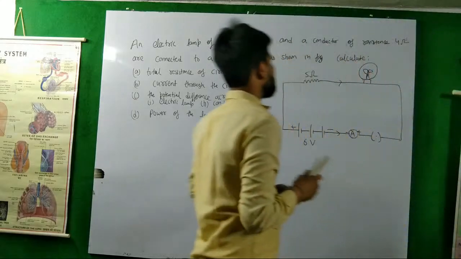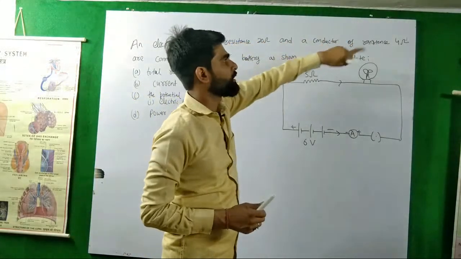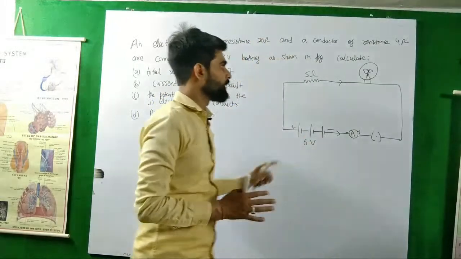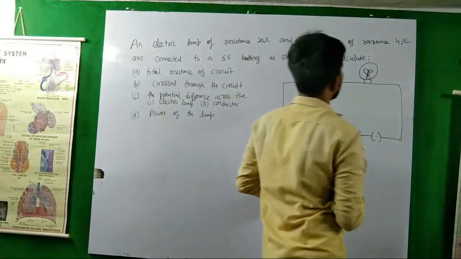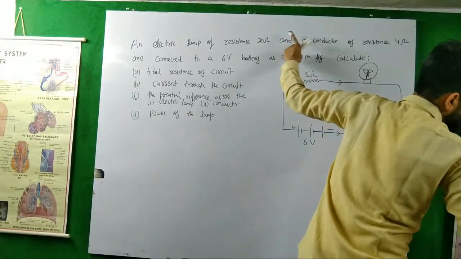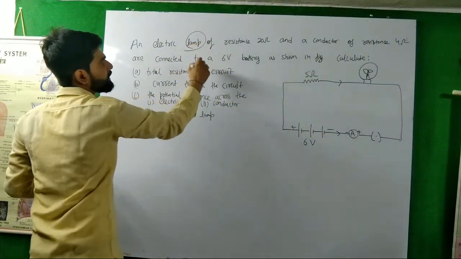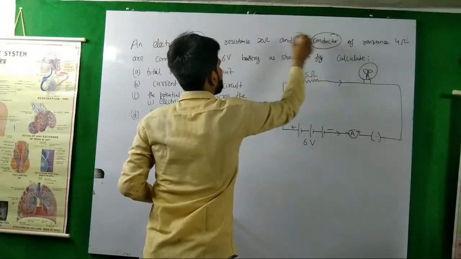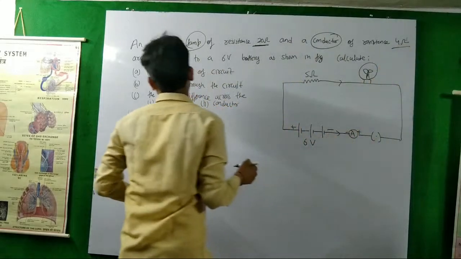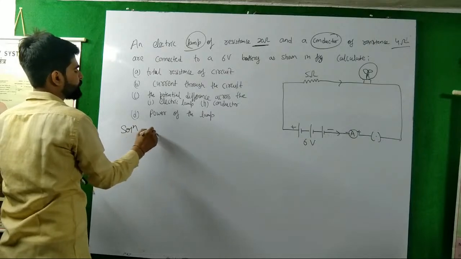Here we see the given circuit: an electric lamp of resistance 20 ohm and a conductor of resistance 4 ohm are connected to a 6 volt battery as shown in figure. In the figure, we have 4 ohm and 20 ohm. There are two things, the lamp and the conductor, connected in series. First is 20 ohm and other is 4 ohm. Now we have to find the total resistance of the circuit. This is the solution of question A.